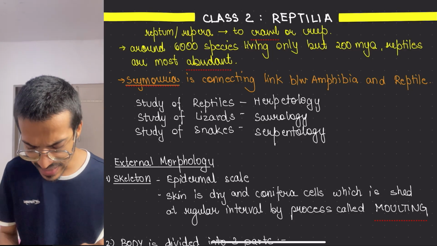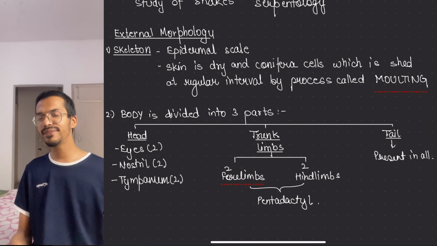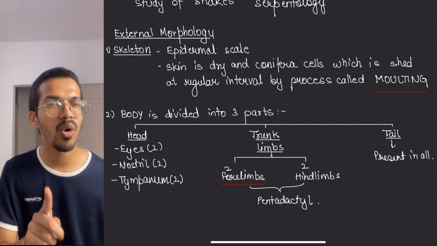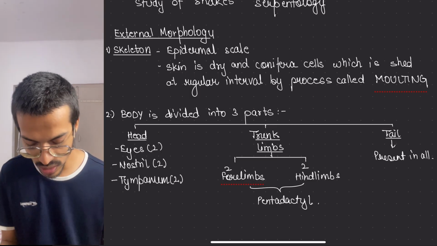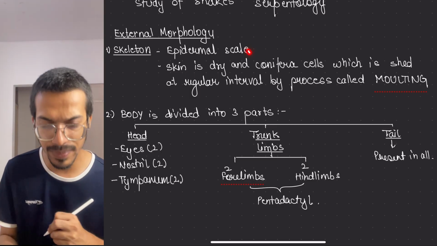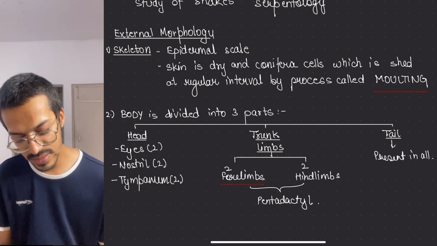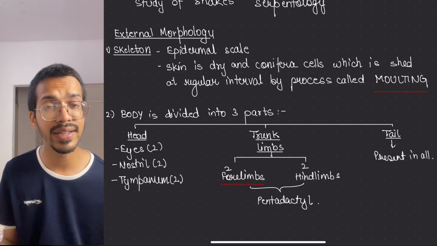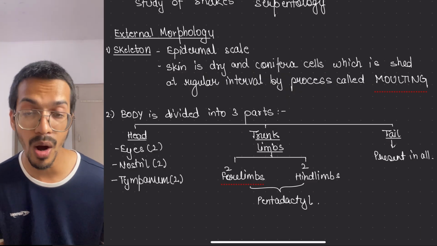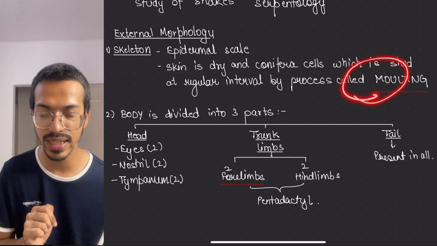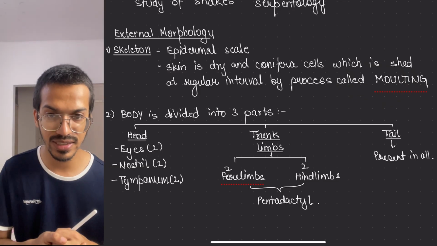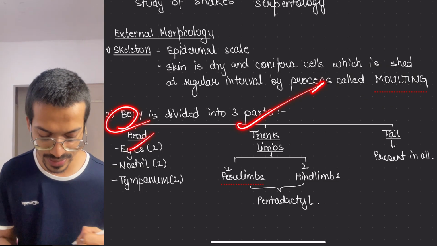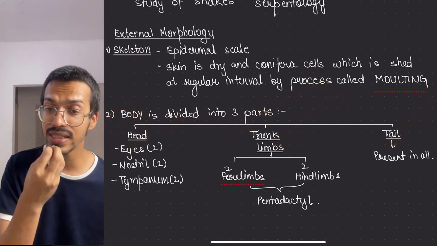Okay, external morphology. If you have seen any snake, you see that it has scales present. Epidermal scales, meaning upper surface scales, are present. The skin is dry with cornified cells, and they are shed at regular intervals; this feature is called molting. We have already studied molting and where else we have seen it. Next, the body is divided into three parts: head, trunk, and tail.